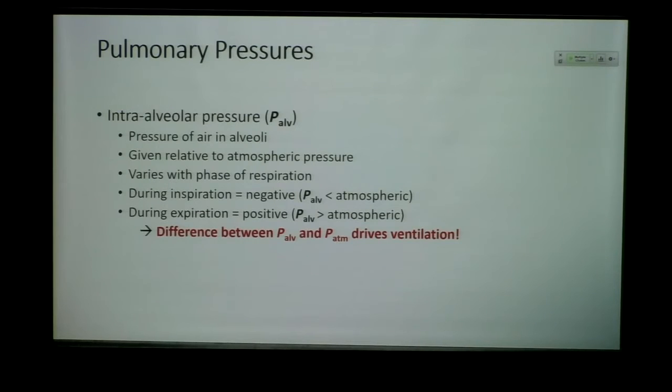And for expiration, the opposite is true. That has to be a positive value, meaning that the alveolar pressure needs to be greater or bigger than the atmospheric pressure, which is 0. So that has to be anything above 0, okay? And just to remind ourselves here, the driving force for ventilation is that pressure gradient. So the difference between alveolar pressure and atmospheric pressure is the pressure gradient that we're referring to.